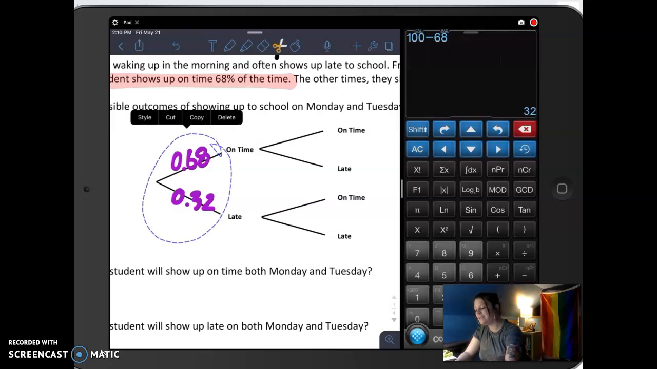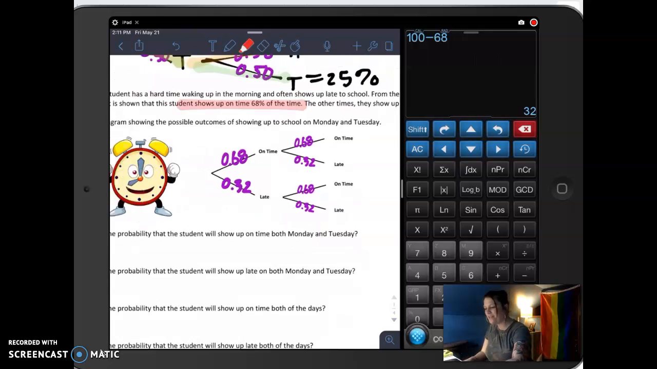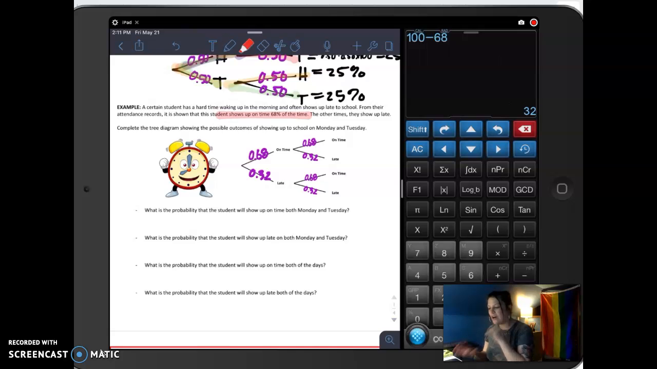Now, because these are independent problems, all of these problems, the probabilities never change, whether it is the first time or the second time. It's still going to be exactly the same probabilities. So feel free to copy and paste before you keep going. All right, so now we have our tree diagram all figured out. Now what we're going to do is complete the tree diagram.